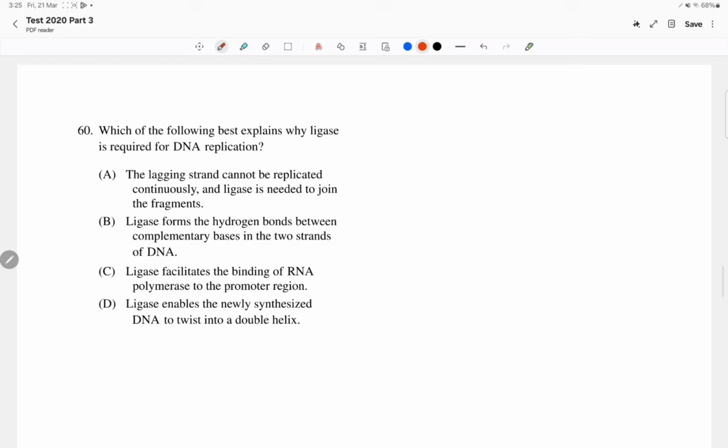Which of the following best explains why ligase is required for DNA replication? Do you guys know the job of ligase? Yes, to connect the Okazaki fragments. So it's A, right? Yes. That was pretty easy.